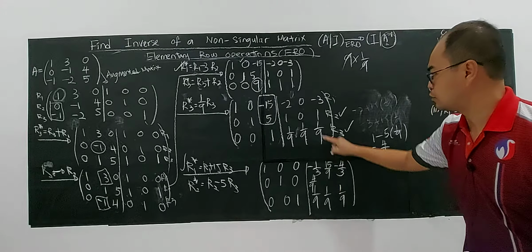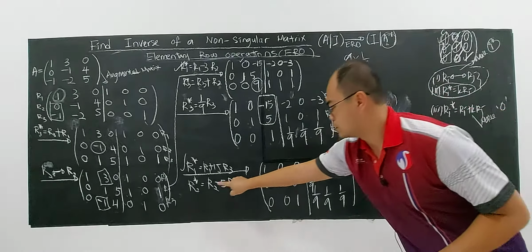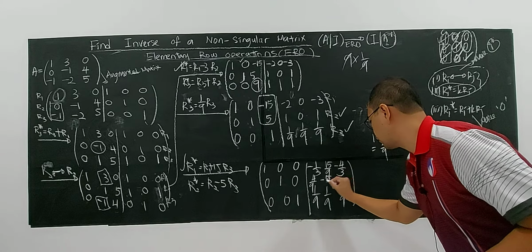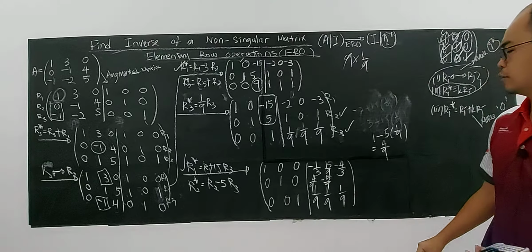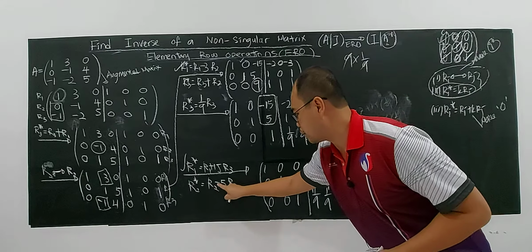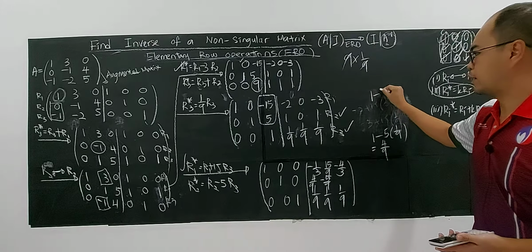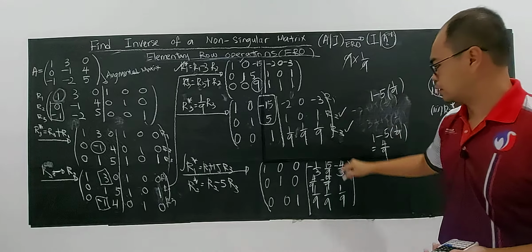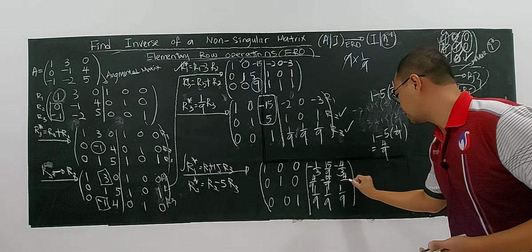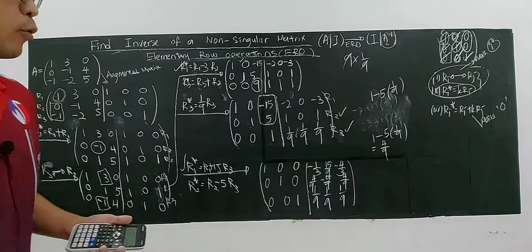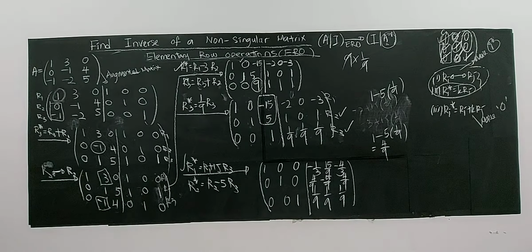Okay, and for this you have 0 and 1 over 9. 0 minus 5 times 1 over 9 is negative 5 over 9, right? Whew, very tiring, right? 1 and 1 over 9: 1 minus 5 times 1 over 9. It's the same thing. You will get 4 over 9, right? So 4 over 9, negative 5 over 9, and 4 over 9.